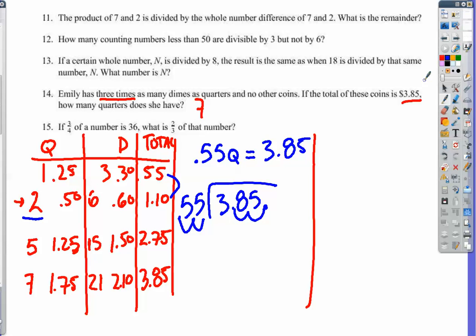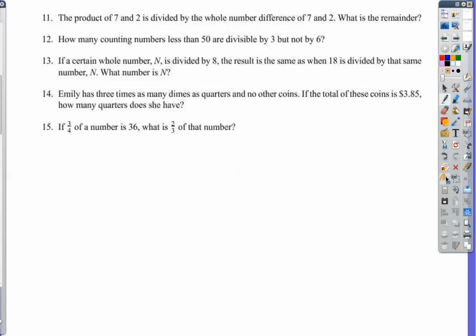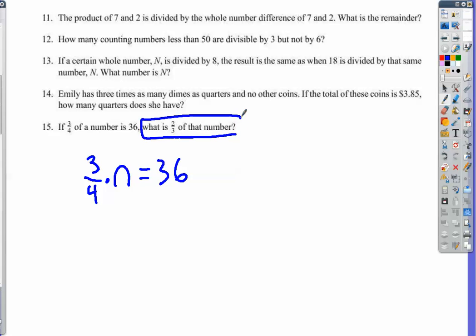All right, the last problem on this video is going to be number 15. It's a quick one. So if 3/4 of a number is 36, let's write the number, n. What am I doing with the number? I'm multiplying it, right? 3/4 of a number times n equals 36. Then it goes on to say, what is 2/3 of that number? So we'll worry about this part in a moment.